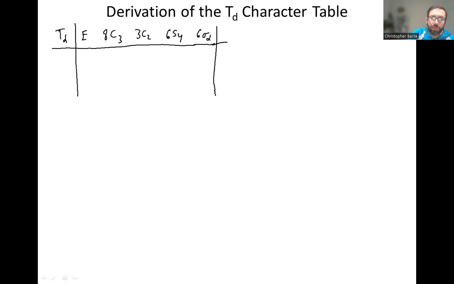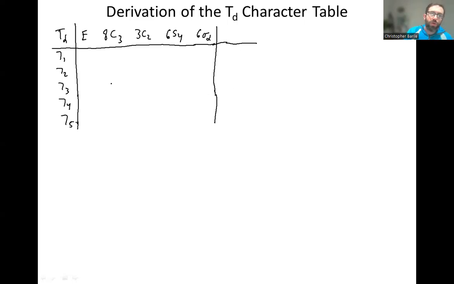Our first character table rule tells us that the number of classes in the symmetry operation has to equal the number of irreducible representations. So we have 5 classes, so we're going to have 5 irreducible representations. Another word for that is 5 vectors. So we're going to have a 5 by 5 matrix. We're in 5-dimensional symmetry space here.